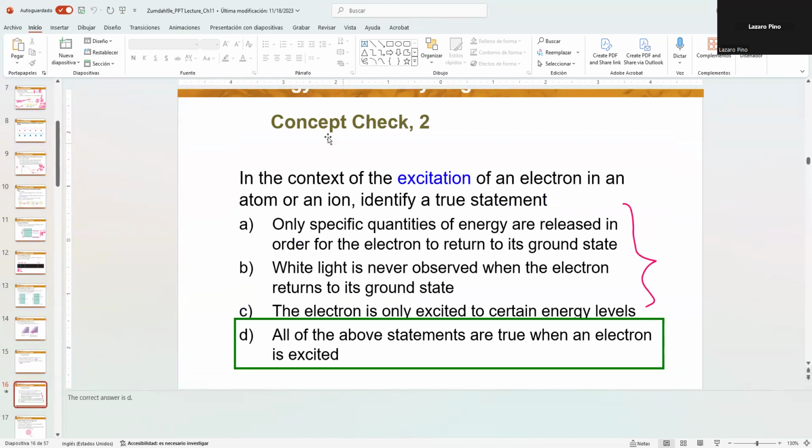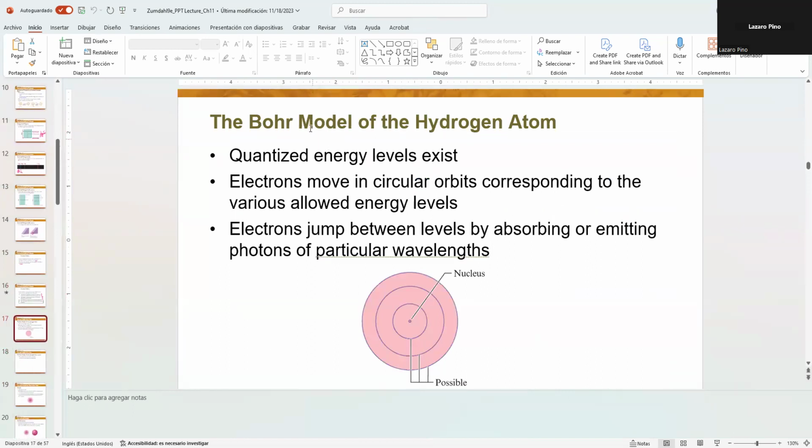So here you have a concept check question. You can stop the video at any time and study this question. We studied the Bohr model of hydrogen. He quantified three levels of energy, and that's why we can observe three lines of different color in the hydrogen spectrum, because each line represents the jump between levels by absorbing or emitting photons of a particular wavelength.